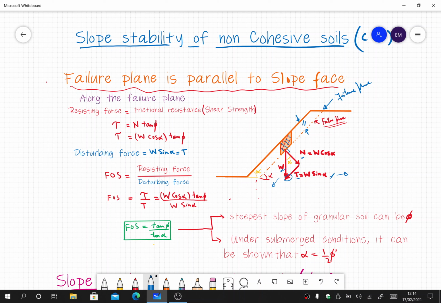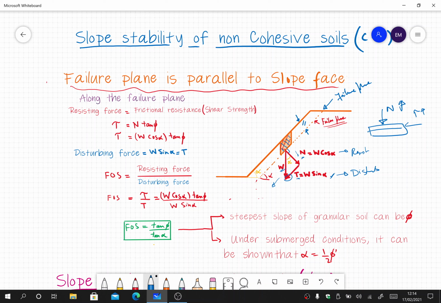So this is the disturbing force. If you remember from the direct shear test, if this is the shear failure plane, then as the normal load increases, the shear strength increases. So that's why we can say that this is the resisting force. Because that weight component is perpendicular to the failure plane, it presses and holds the particles from moving down. So the factor of safety is equal to the resisting force over the disturbing force.